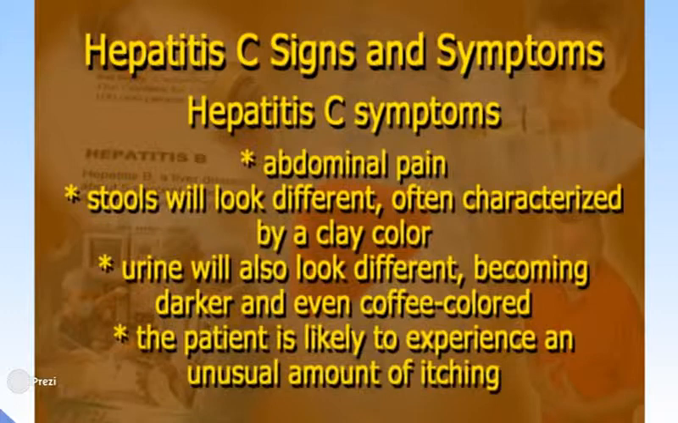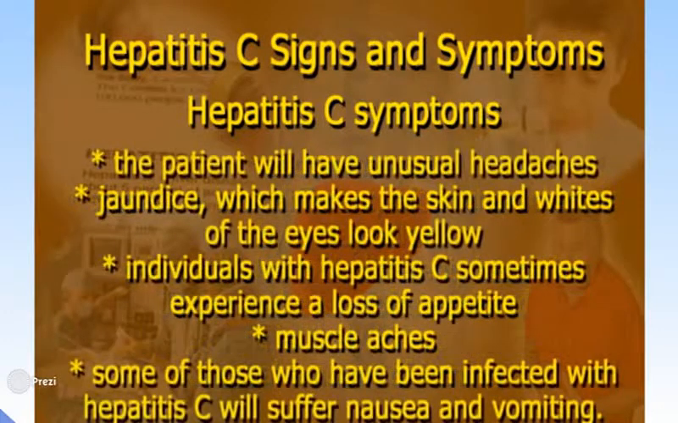Symptoms. Abdominal pain. Stools will look different, often characterized by a clay color. Urine will also look different, becoming darker and even coffee colored. The patient is likely to experience an unusual amount of itching. The patient will have unusual headaches. Jaundice, which makes the skin and whites of the eyes look yellow.